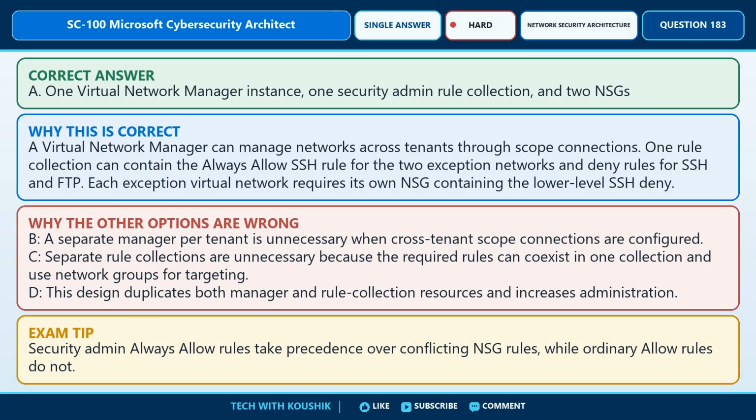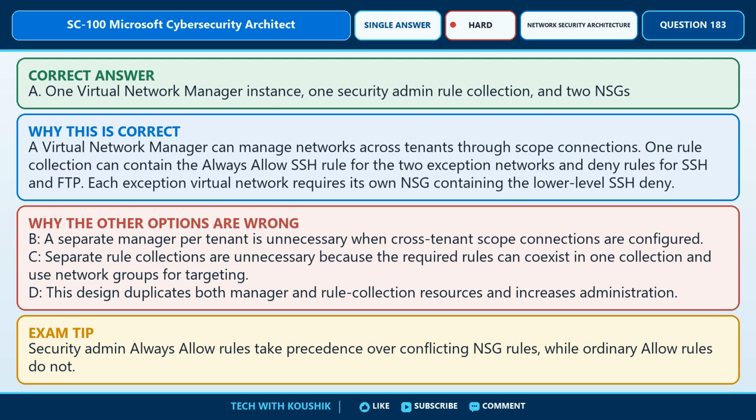The correct answer is option A, 1 virtual network manager instance, 1 security admin rule collection, and 2 NSGs. Here's why. A virtual network manager can manage networks across tenants through scope connections. 1 rule collection can contain the always allow SSH rule for the 2 exception networks and deny rules for SSH and FTP. Each exception virtual network requires its own NSG containing the lower level SSH deny.